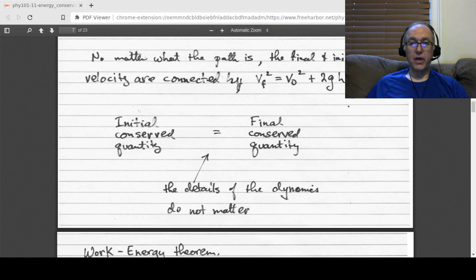And the reason you want to use conservation of energy whenever you can is the problems become a lot easier. Okay, so you can see how easy that equation star was. There you go. That's the kind of simplification you can expect from conservation of energy.